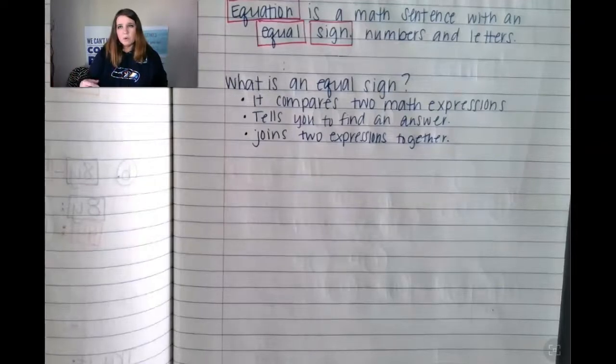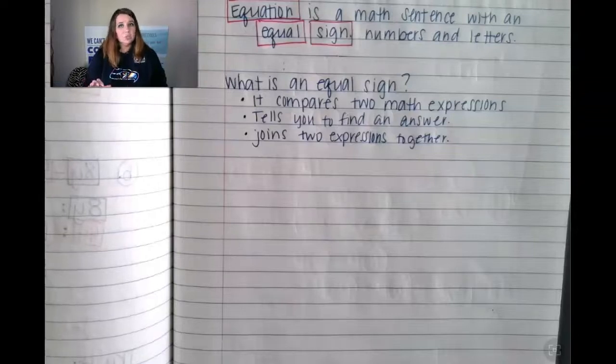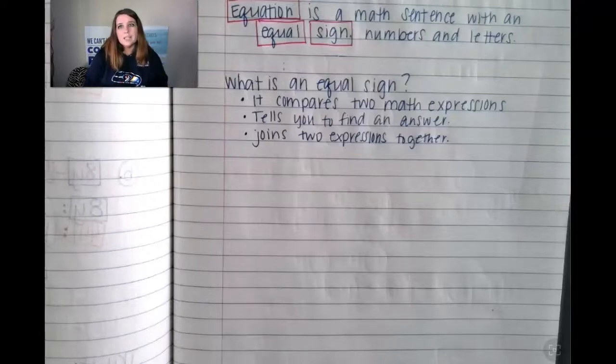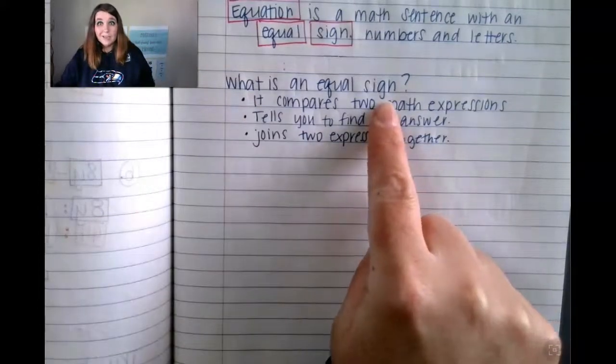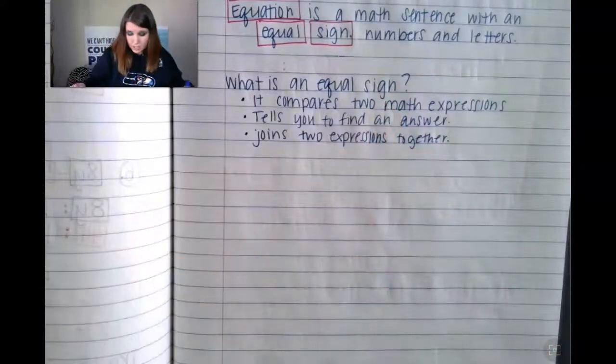So before, when we were writing math sentences last chapter, we never had a conclusion. We just wrote the sentence, and you all wanted a conclusion. You all wanted the answer. You wanted the equal sign. Well, guess what? We're getting it now.